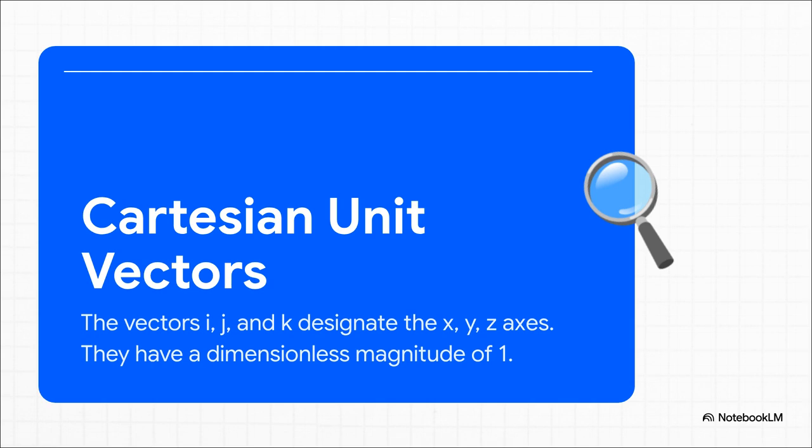Meet your new best friends, i, j, and k. These little guys are called Cartesian unit vectors. They're super simple. They each have a length of exactly 1, and they do one job. i points along the x-axis, j points along the y-axis, and k points along the z-axis. They're 3D guides.